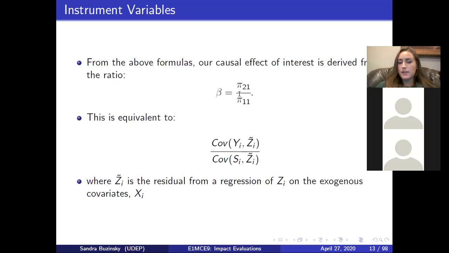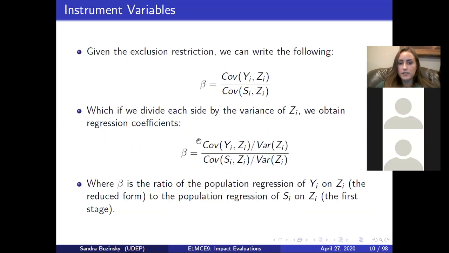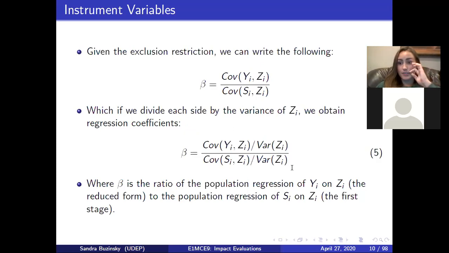So beta is pi 2,1 divided by pi 1,1, which is equal also to this, right? Because these are our two regression coefficients, which is the covariance between y_i and z_i divided by the variance of z_i, and divided by the covariance of s_i and z_i divided by the variance of z_i. Because those are our betas from our reduced form and our first stage. Is that clear how those two are the same?